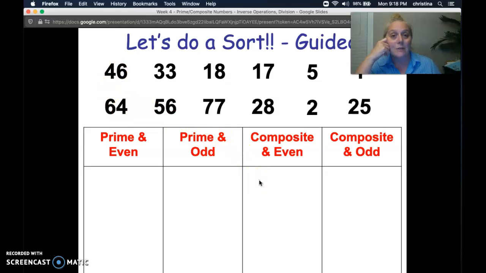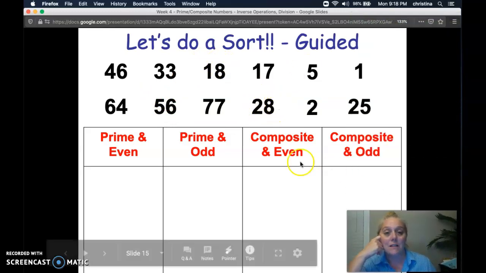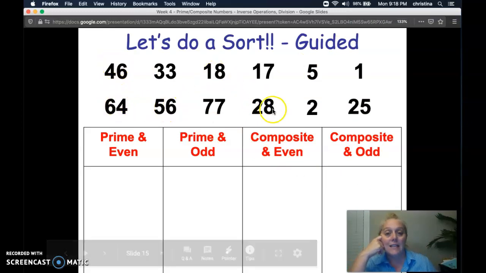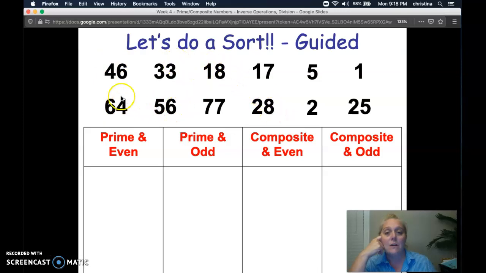All right, so look at the choices here. Are there any other even numbers that we would pull over here to composite and even? If you're thinking 56, good job. If you're thinking 18, good job. If you're thinking 28, good job. I'm just going to move myself down here. All of these even numbers, 46, 64, 56, 18, and 28, belong in your composite and even column because they're all even and they all have factors of 2, which means they're going to be composite because they have 3 or more factors.